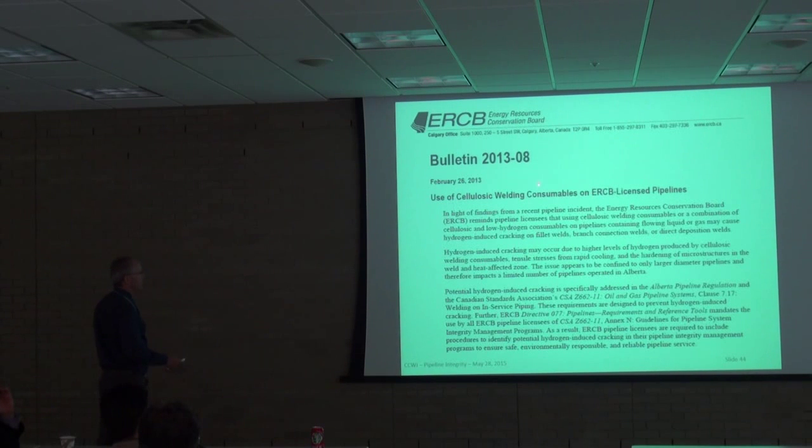One of the things they did as a result of that is the ERCB issued a directive on using cellulosic welding consumables. Again, these are very common electrodes to use on pipelines, but if you're doing a repair weld, the other type should be used, a low hydrogen electrode. It's an example, again, of regulations and requirements changing.